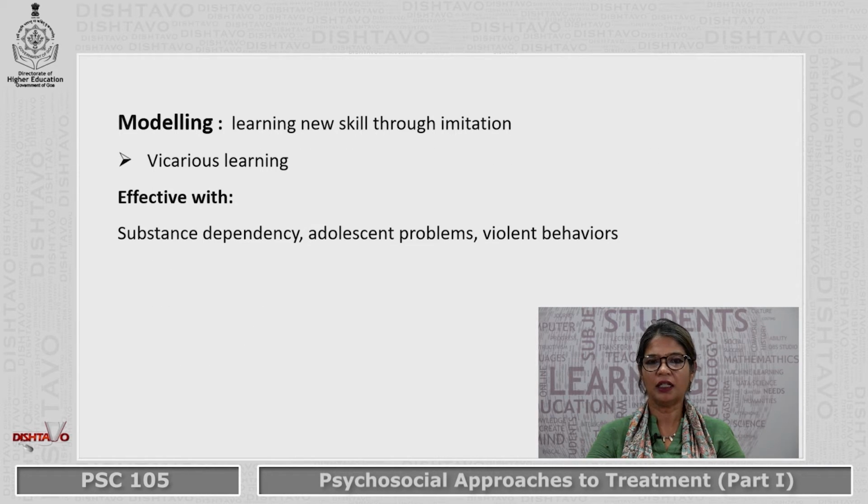Modeling is learning new skills through imitation, and works very well when dealing with adolescent problems. You require role models. Vicarious learning is learning through imitation, helping people when you use role models to help people deal with substance dependency. For example, when you use a role model like a famous actor to show that drinking is bad for health or smoking is bad for health.